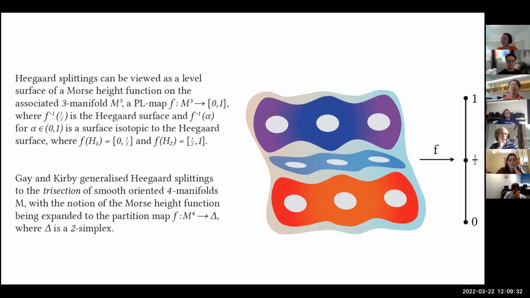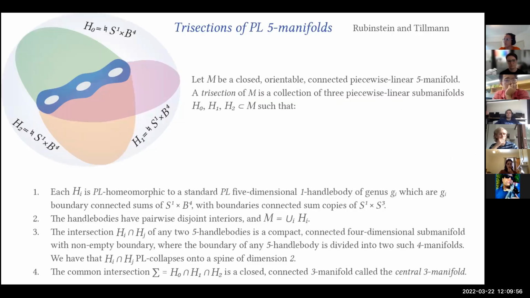Gay and Kirby generalized Heegaard splittings to the trisection of smooth oriented 4-manifolds M, with the notion of the Morse height function being expanded to the partition map F from the 4-manifold to Delta, which is a 2-simplex. So Gay and Kirby came up with this really nice generalization of this classical idea of Heegaard splittings. And Rubinstein and Tillmann generalized this even further, beyond the scope of this current talk, to piecewise linear n-manifolds and multisections. But in this talk, we'll be considering purely trisections of piecewise linear 5-manifolds.